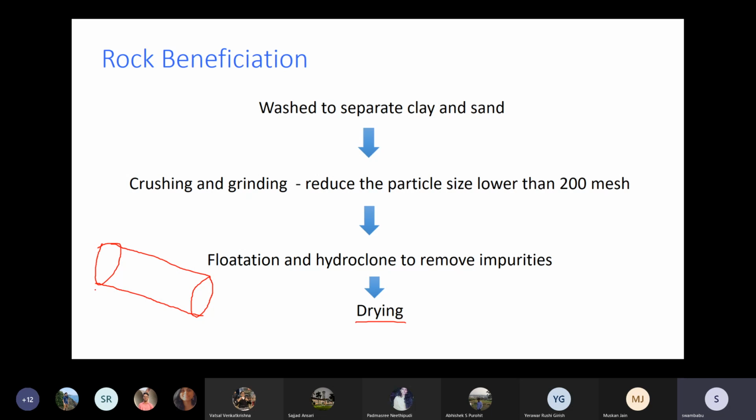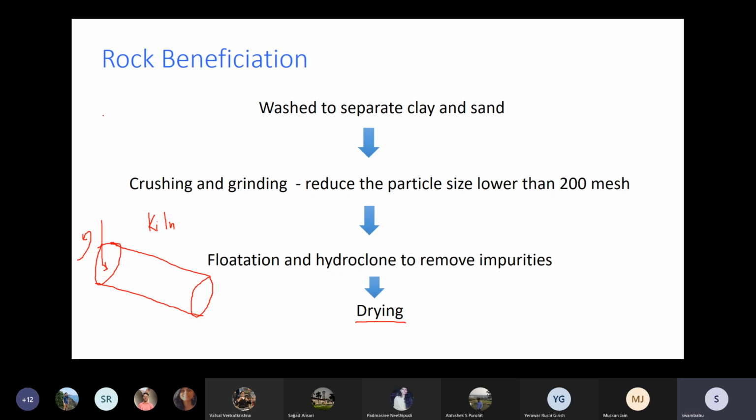So how do you dry? This is a cylindrical drum, called a rotary dryer, sometimes also called a kiln. This drum is rotated continuously, and particles are introduced.